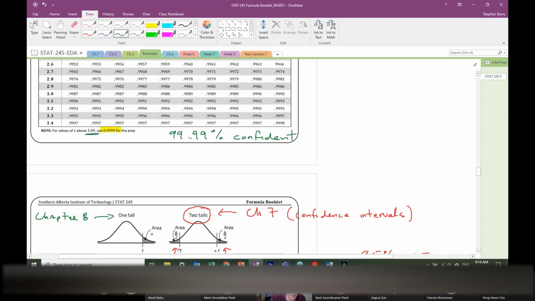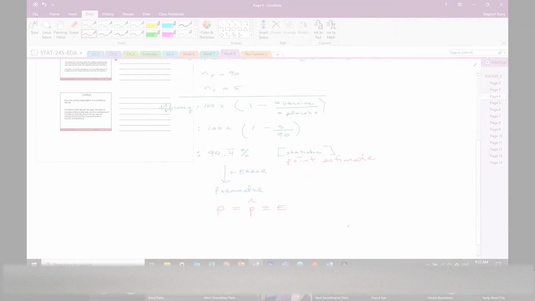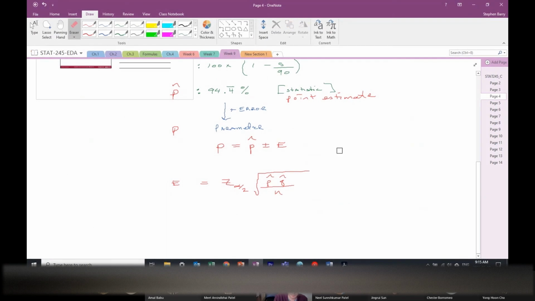Let's say you want to be 99.9% confident. And then we'll compare this, just for the sake of comparison, to 90% confident afterwards and see the difference in the error bars. Let's do this. So let's take a Z-score of 3.49. What was our P hat? 94.4. So make sure you put it as a decimal or else you get the wrong answer.